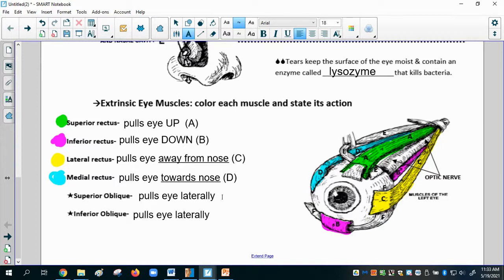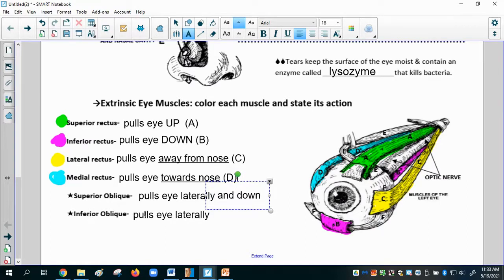Now, the second part, because these both pull the eye in a sort of diagonal direction, so it's laterally and then you're going to think about the opposite of this. So even though it's located on the top of the eye, it's the superior oblique. When it pulls, because of this pulley action, it's going to make the eye look laterally and down. So down being the opposite of superior, because superior means up.